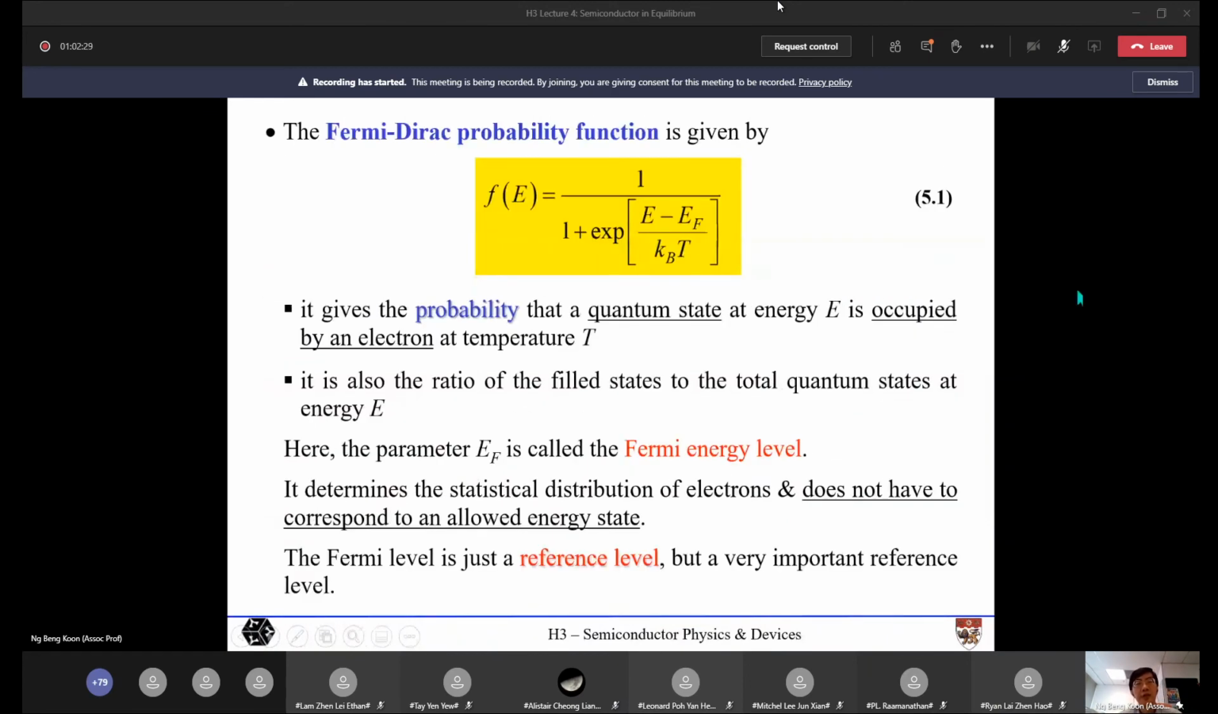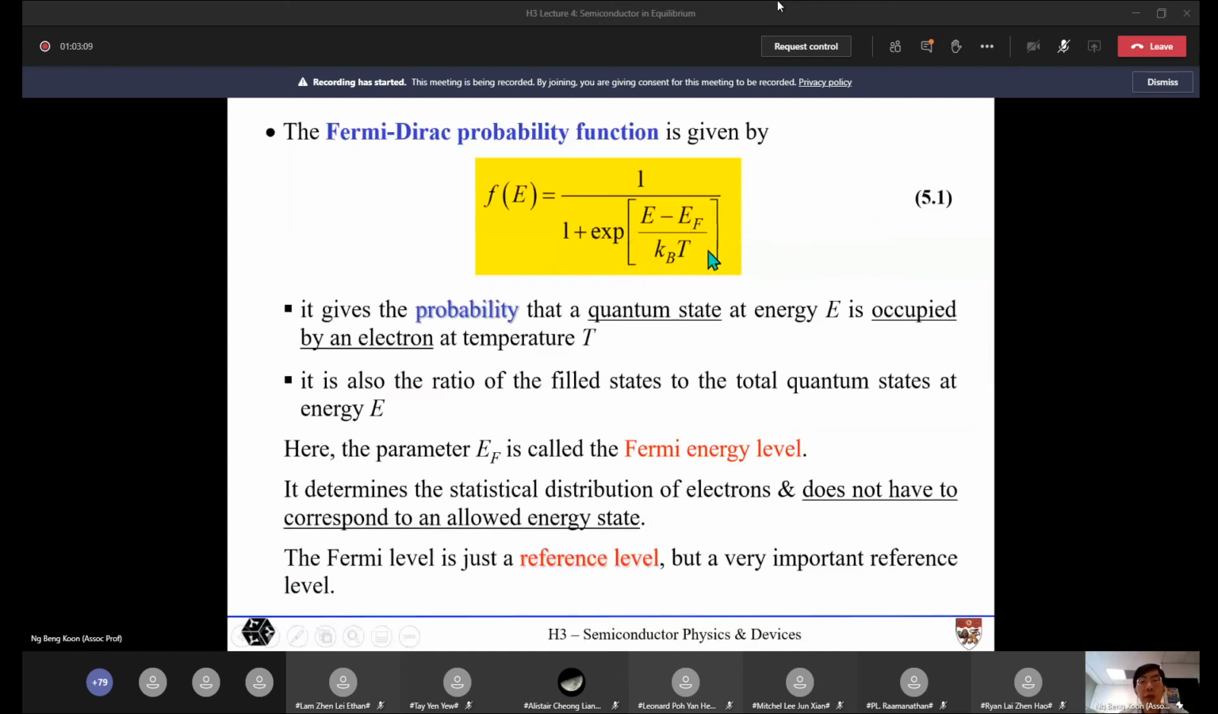So this is what the Fermi-Dirac distribution function looks like. It's a reciprocal function, where in the denominator you have 1 plus exp, the exponential, of (E minus E_F) over k_B T. The E here refers to the energy of the electron that you're considering, so this is a variable, and E_F is a quantity called the Fermi energy level. For now, you can think of this as some reference energy level that is fixed in a semiconductor.